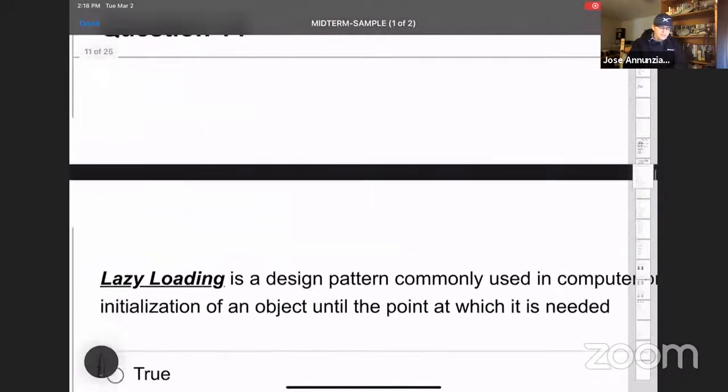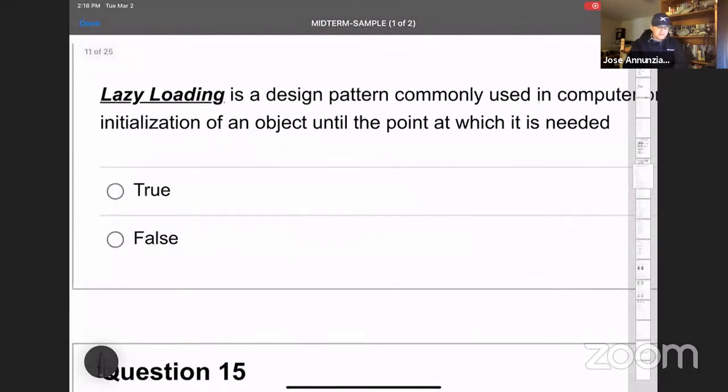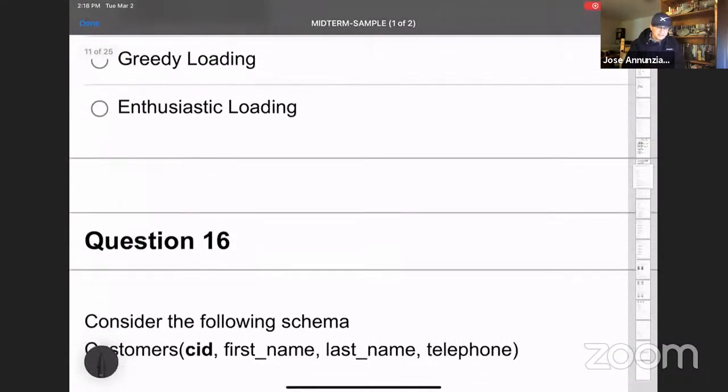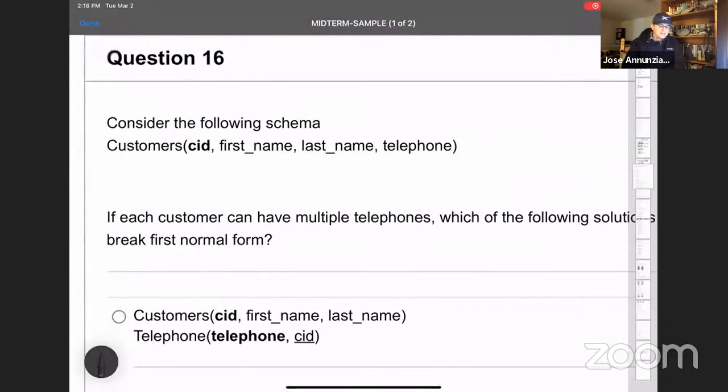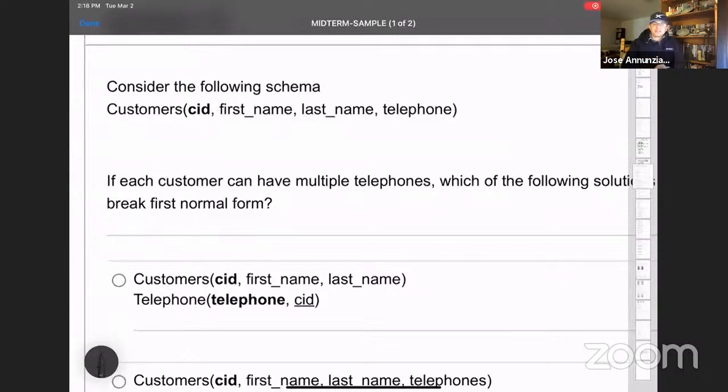All right, let's keep going. Lazy loading, that's ORM, which we'll start covering next week. Lazy loading, that's also ORMs. We'll cover next week. All right, so here's a question about normalization.